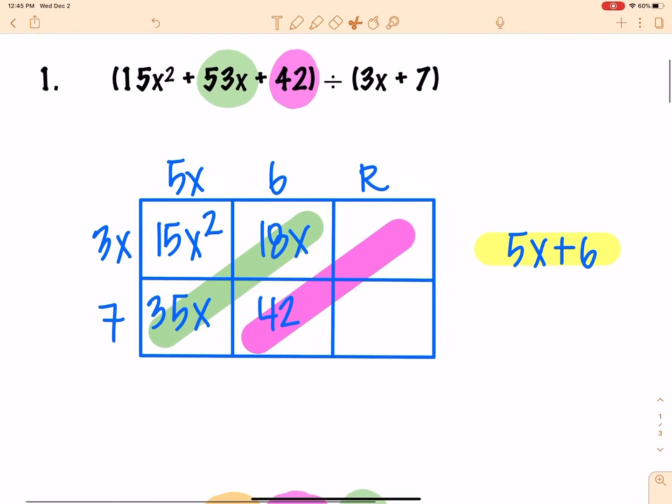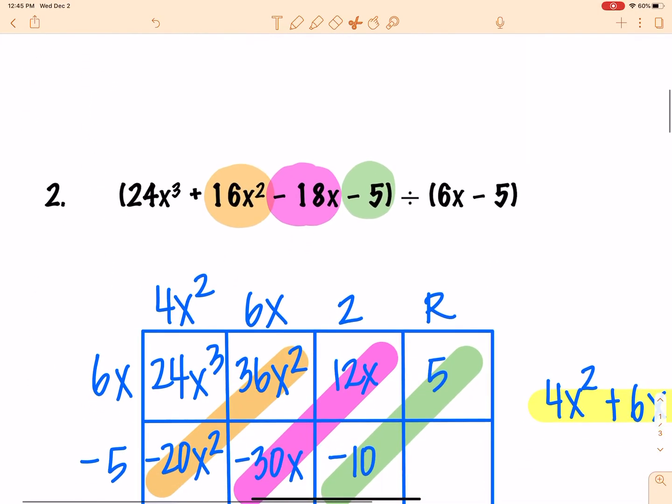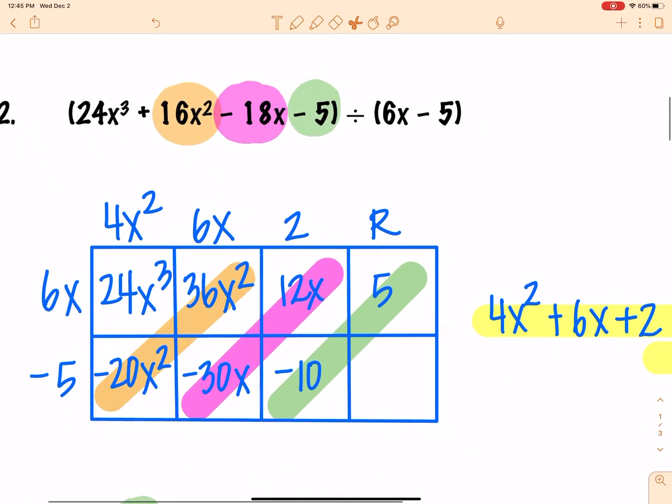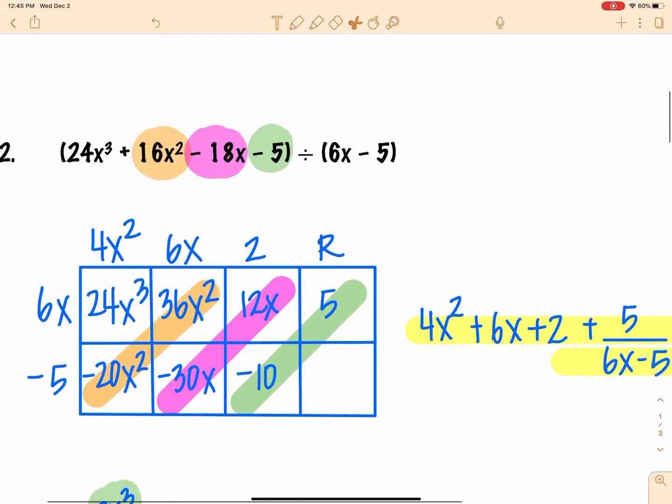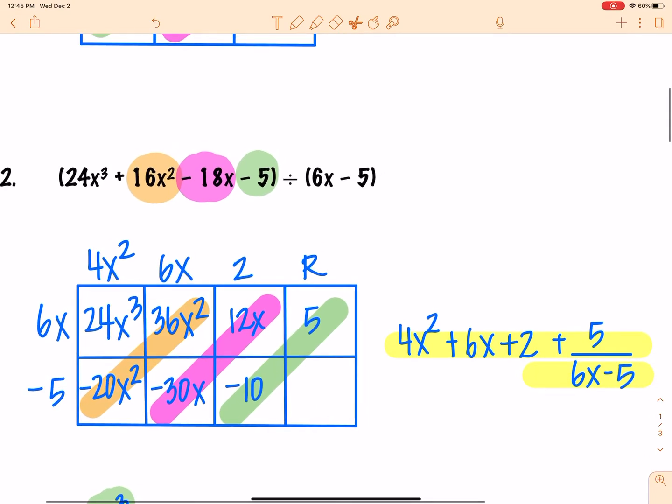Then number 2 just gets a little bit harder. We get a remainder on here, and a bit of a bigger box, so 4x squared plus 6x plus 2. And I wrote it on this one. Take a look at how I wrote it. You can write R5 for your remainder, or remember that you can also put it over the divisor.